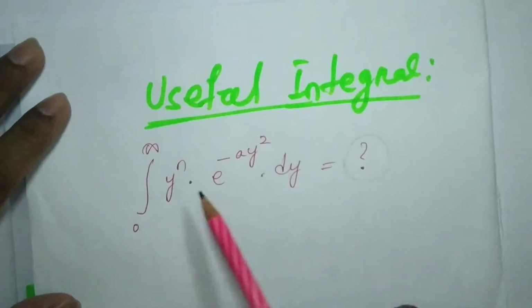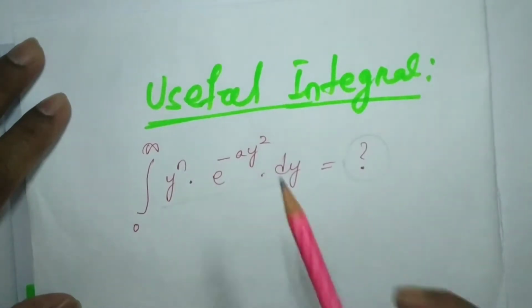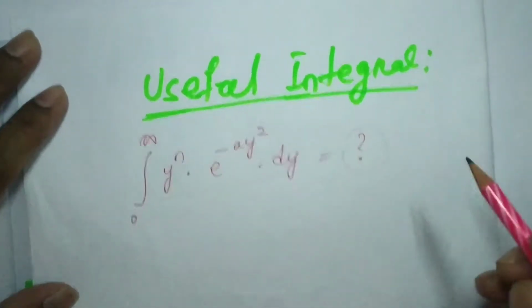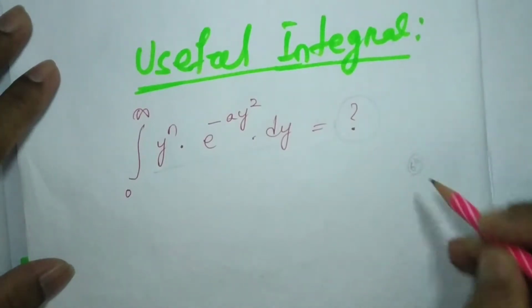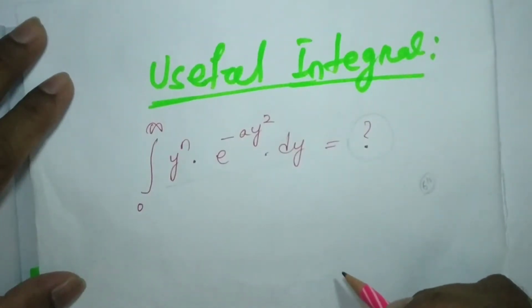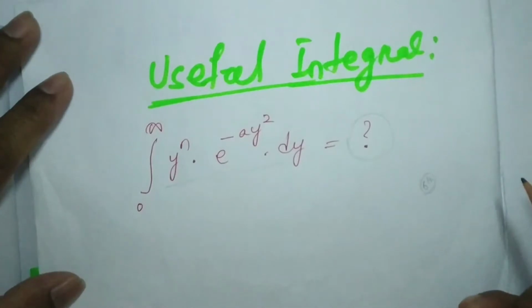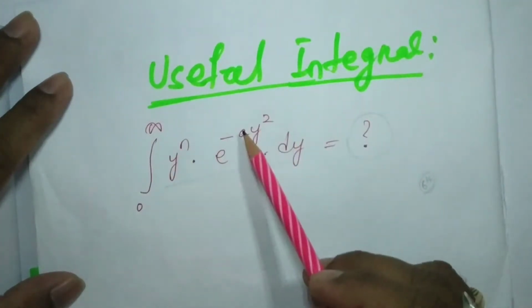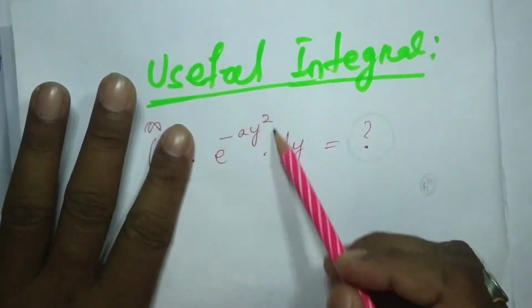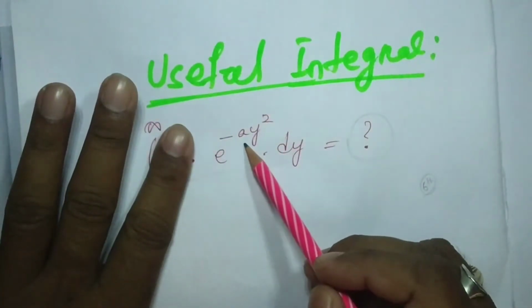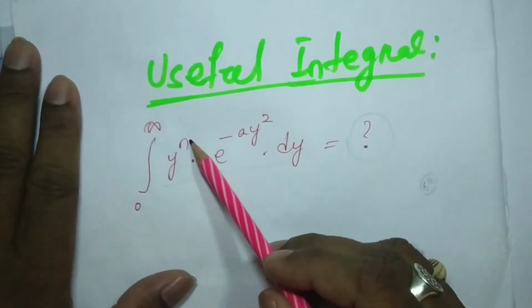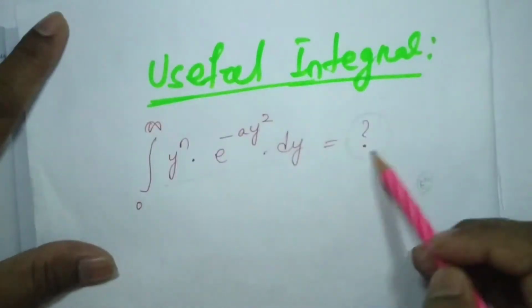Why I am telling you that this integral is very useful in your quantum mechanics, solid state physics, and if you are going to consider your 6th semester statistical physics derivations. In statistical physics derivations also you can encounter this type of integral. Here you can see that this is one type of Gaussian integral, right? A Gaussian integral multiplied with another term y to the power something. What will be the value?